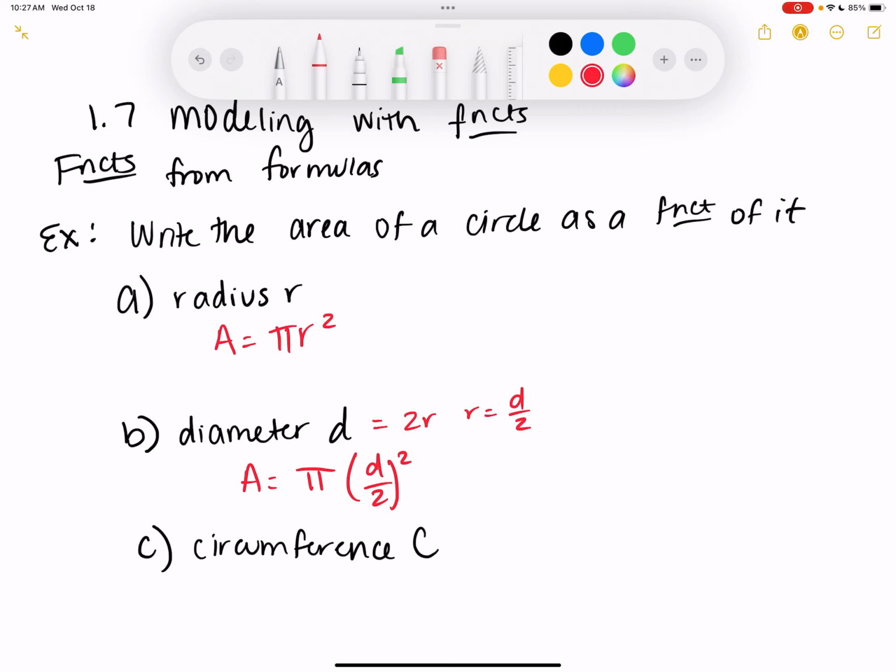Then, just to make it look a little nicer, simplify it as much as possible: pi d squared over 4. Some people will also write pi over 4 d squared this way. I would take either of these 2 ways, but just so you see the different ways it could be written.